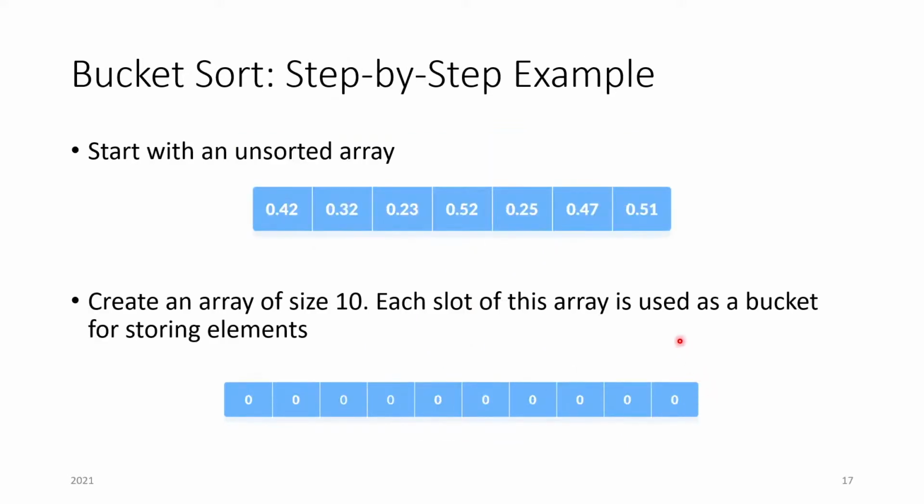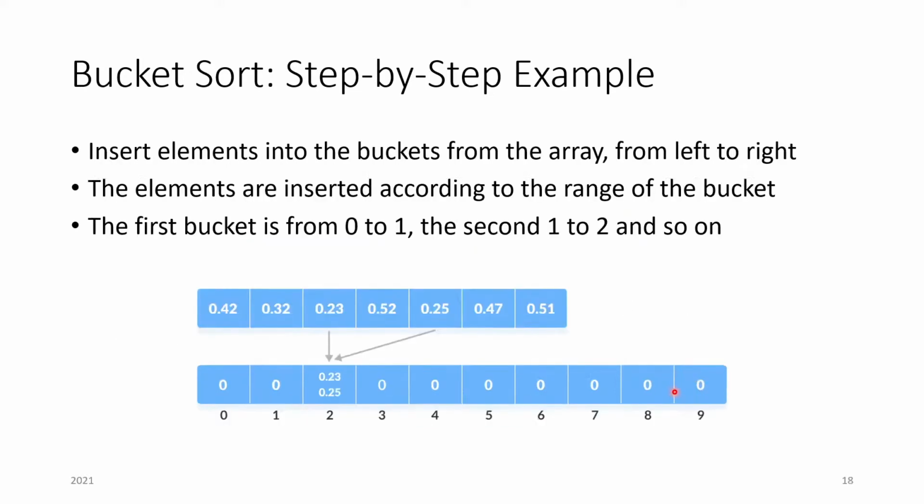The step-by-step example here is going to give us the in-depth explanation of what actually occurs with each one of these operations. So if we have an unsorted array here, which is going to be 7 values in total, we're going to create an array of size 10, and each individual slot in the array is going to be used as a bucket for storing elements. So we're going to be inserting elements into each one of these buckets, which are slots in the array, starting from left to right.